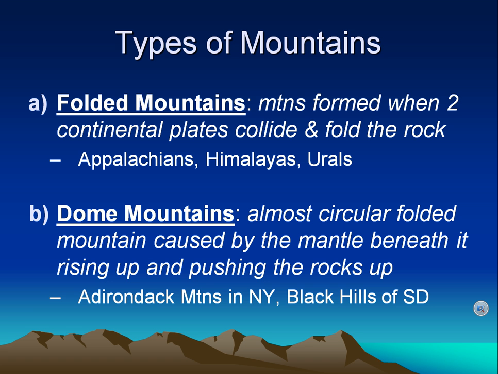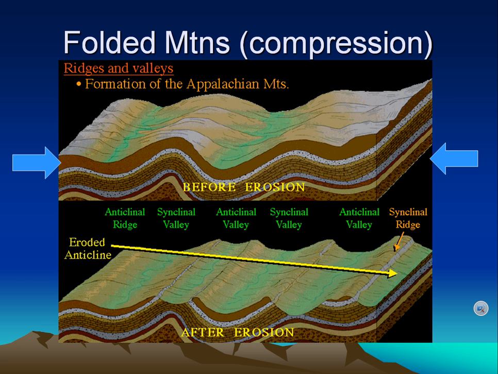Then we have dome mountains. These are almost circular, folded mountains caused by magma underneath the ground pushing upward and creating a dome shape. And the Adirondack Mountains in New York are a good example.